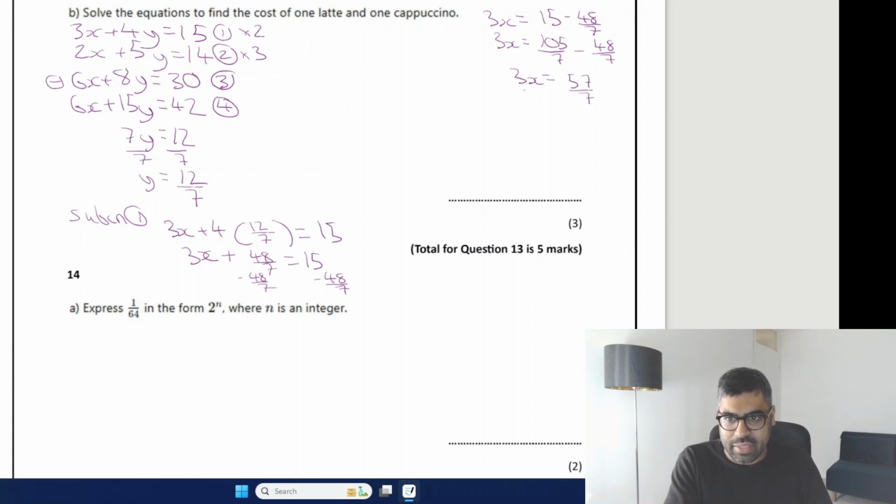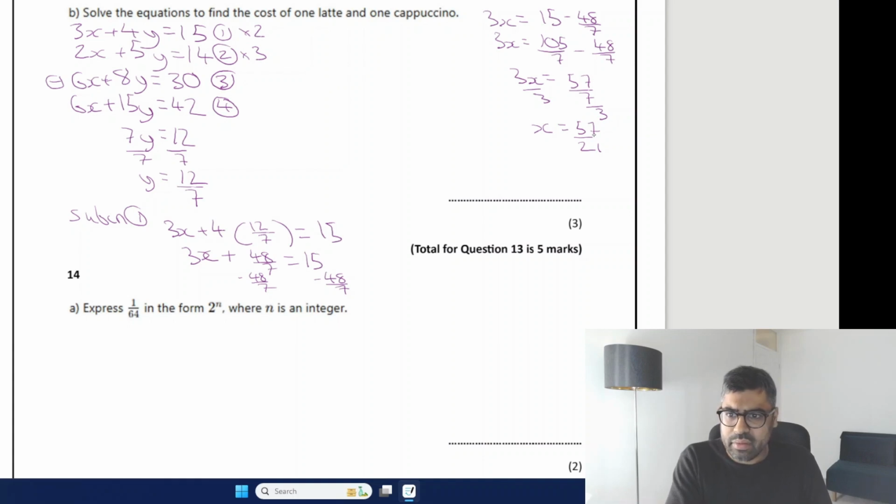And then finally we need to divide by 3. Divide this by 3. You should know how to do 57 over 7. But essentially we'll times the 7 by the 3, which is going to give us 21. So we're going to have 57 over 21. So we now have our values of y and we have our values of x. Let's convert this into pounds and pence.